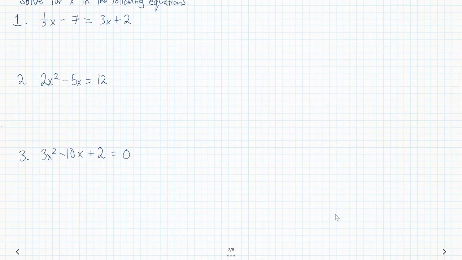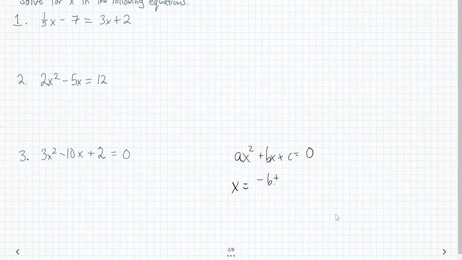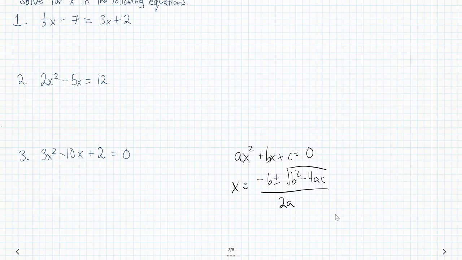We were on problem 3 before we left, and what we said on this one, we were going to need to use the quadratic formula, which says if we have ax squared plus bx plus c equals 0, then the solution to this would be x equals negative b plus or minus the square root of b squared minus 4ac, all over 2a. Okay, so taking a look at this now, what actually happens?